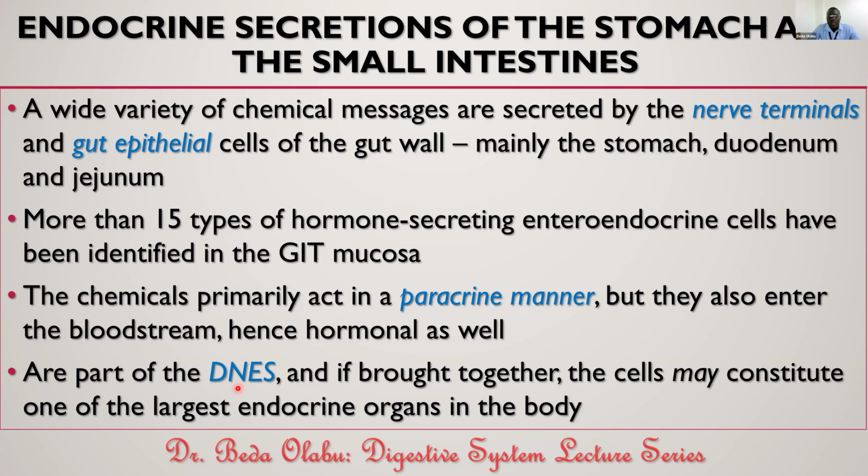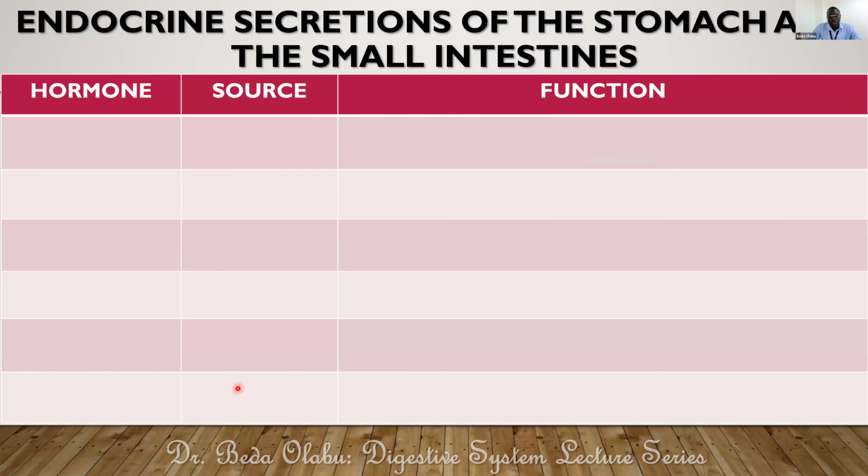If you were to bring all the endocrine cells of the alimentary canal together in one block, they could probably constitute the largest endocrine organ in the body, but they are not in one particular aggregate. They're diffuse. So what are some of the hormones which are produced by the gut? We have gastrin. Maybe I forgot to tell you that most of these hormones influence the functions of the digestive system, and the physiology team will do more justice than what I've done in that particular statement.